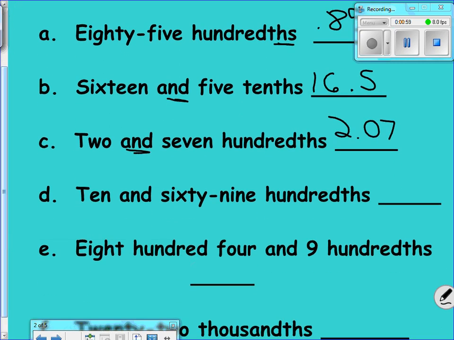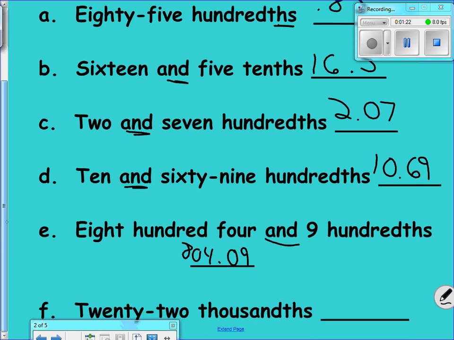10 and 69 hundredths. "And" means there's a decimal. We go 10 and 69 hundredths. Okay, keep going. We have 804 and 9 hundredths. So we have 804 and, so a decimal, and 9 hundredths. We put the 9 in the hundredths place.